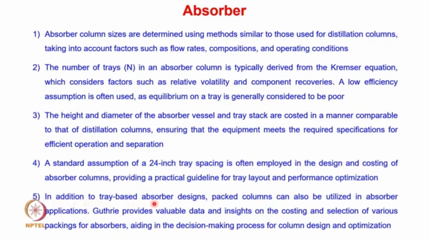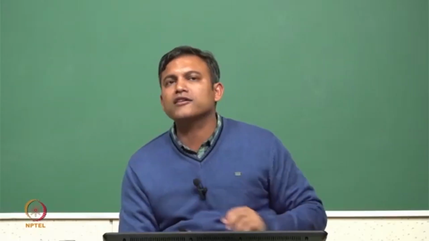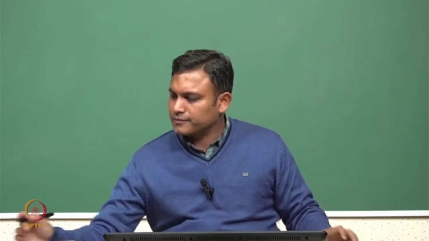So in addition to tray based absorber designs, if let's say the absorber column is a packed bed, in that case, again we can use the same Guthrie cost methods. So in this case, we can use the valuable data and insights on the costing and selection of the various packings for absorbers, and this can aid in our decision making. So what are the packings we are using inside the absorber column? Based on that, different cost factors we have to include, and based on that we can calculate the cost associated with the absorber columns, and these design values then we can use for optimization.